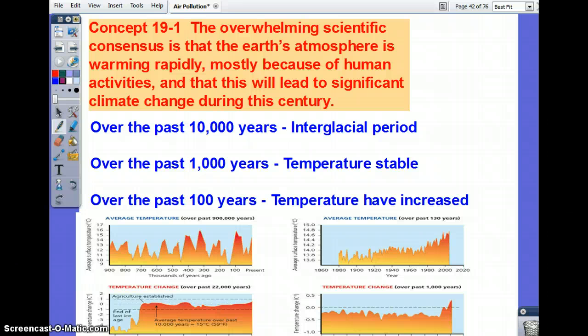Here's what I was just saying, and this is actually from your book. There's a scientific consensus that Earth's atmosphere is warming rapidly, mostly because of human activities, and this will lead to significant climate change during the century.